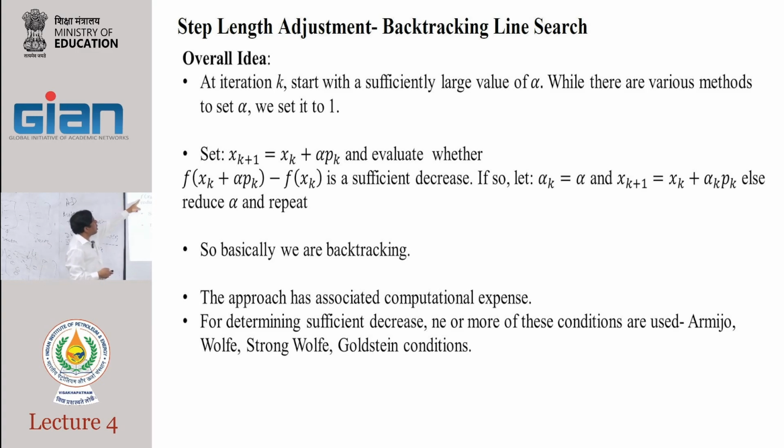Now the question is, how do I determine the sufficient decrease here? I'm sorry, there is an O missing here. I will correct it. Sorry for that, I just saw that. For determining the sufficient decrease, you apply one of these conditions: Armijo, or Wolfe, or strong Wolfe, or Goldstein conditions. You really do not need to get into any of these because Aspen does not expose you to all of these, but internally it keeps checking.